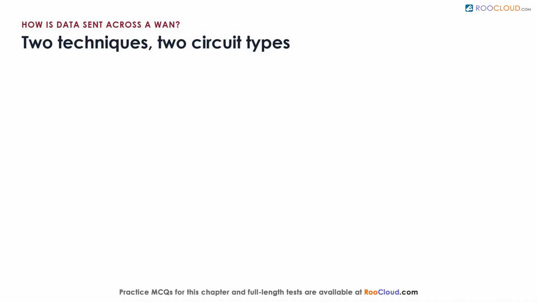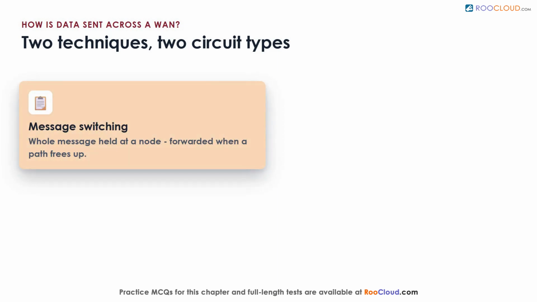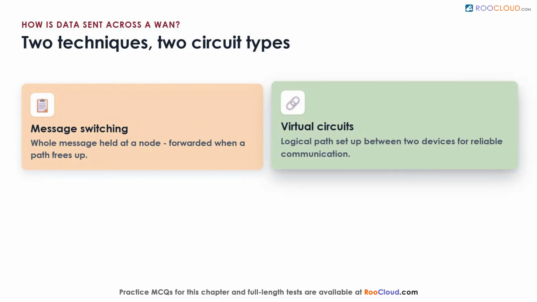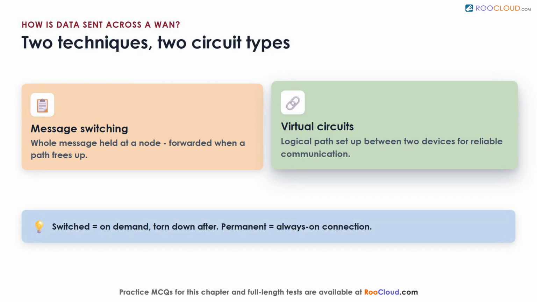So how does data get sent across a wide network? There are a couple of techniques to know. Message switching sends a whole message to a holding point, then forwards it when a path frees up. Virtual circuits set up a logical path between 2 devices for reliable communication. Some are switched, built on demand and torn down after. Others are permanent, an always-on connection.